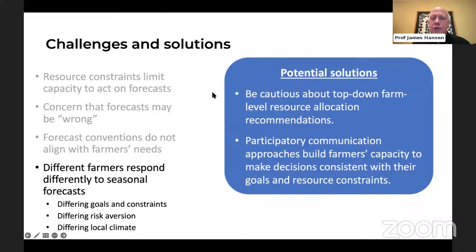So the potential solutions, well, first of all, be cautious about top-down recommendations to farmers based on seasonal forecasts. If they involve farm-level resource allocation decisions, be aware that those decisions may be very sensitive to individual farmer characteristics, and blanket recommendations may just not be valid or useful. As an alternative, consider participatory communication and training approaches that build farmers' own capacity to understand the forecast information and make decisions that are consistent with their own goals and resource constraints.